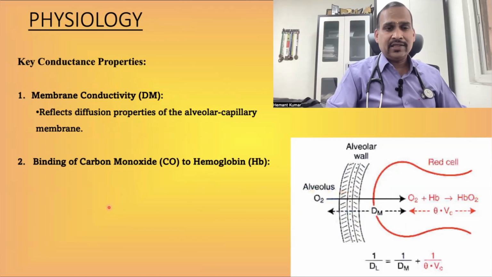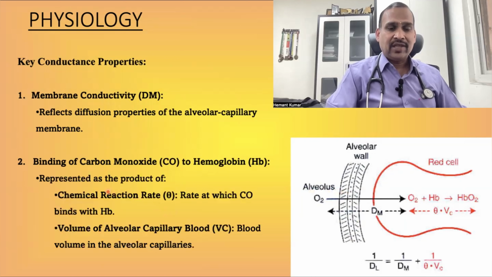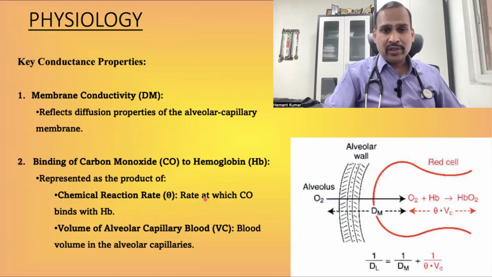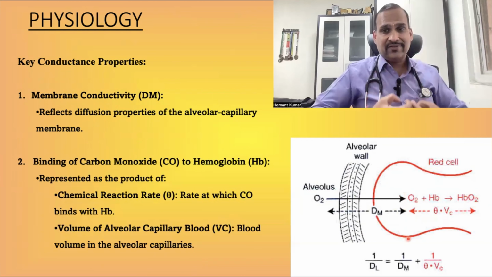Another thing is binding of carbon monoxide to hemoglobin. So it has two things. One is chemical reaction rate, the rate at which CO binds to hemoglobin. Faster is the binding, faster is the transfer. So more the rate of this chemical reaction, theta, more transfer of gas. Then volume of alveolo-capillary blood. So more is the pulmonary blood circulation, more is the gas transfer.